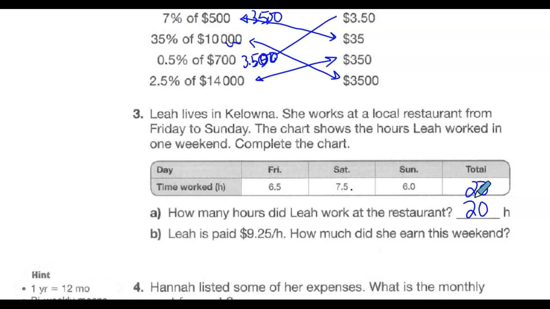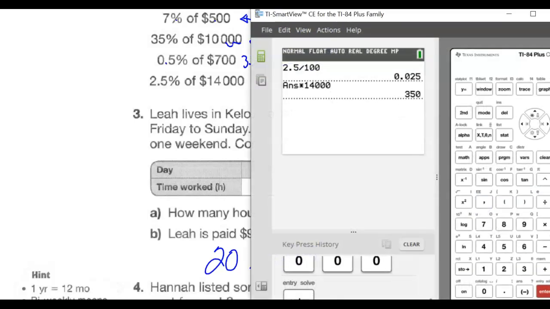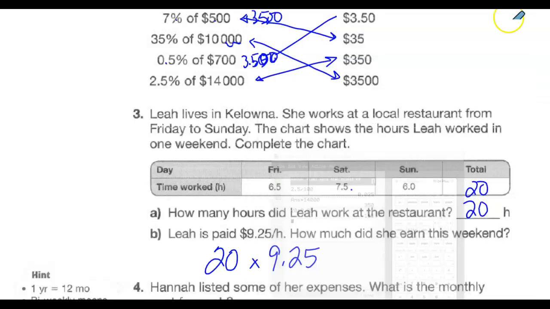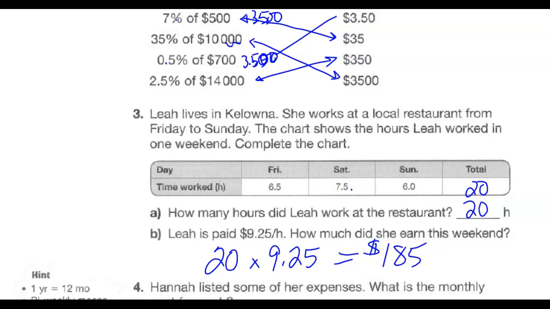So Leah's paid $9.25 per hour. So this, remember, the workbooks were made originally a few years ago, a number of years ago, and so minimum wage is now obviously more than $9.25, but the way to calculate hasn't changed. So how much did she earn this weekend? So that would be 20 times $9.25. You can get out your calculator. 20 times $9.25 is 185. Okay.